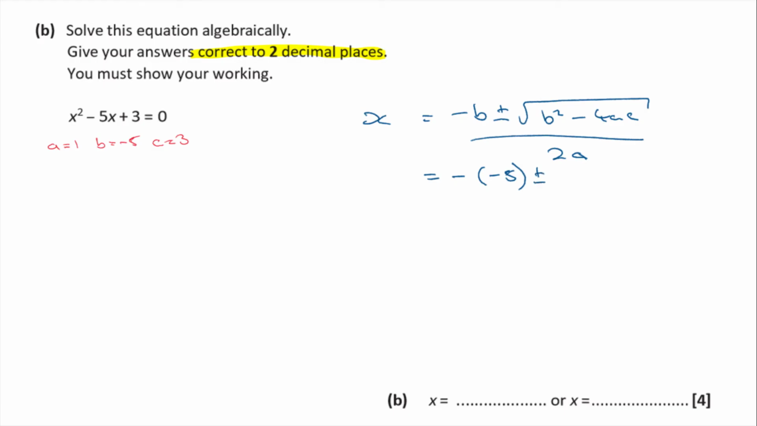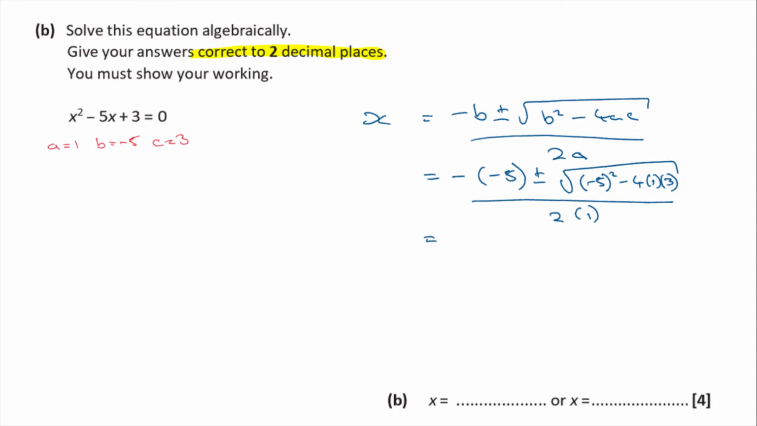So minus 5 plus or minus the square root of b squared, minus 5 squared, minus 4 lots of a, which is 1, times c, which is 3, all divided by 2 lots of 1. Okay. Now you can just bung it straight into the calculator at this stage, but I find it's easier to simplify it using your big brain.